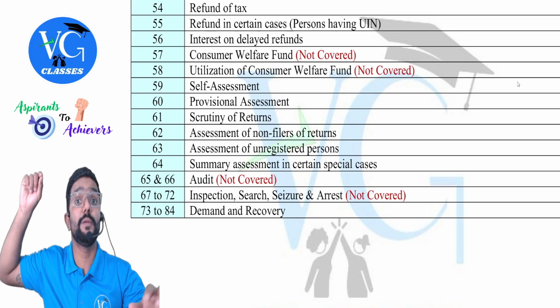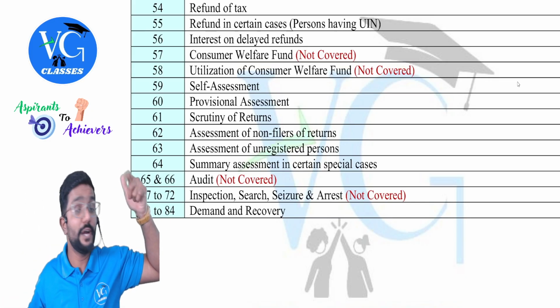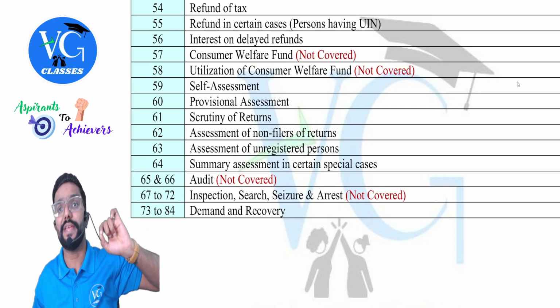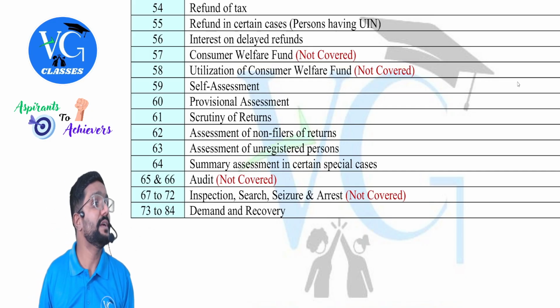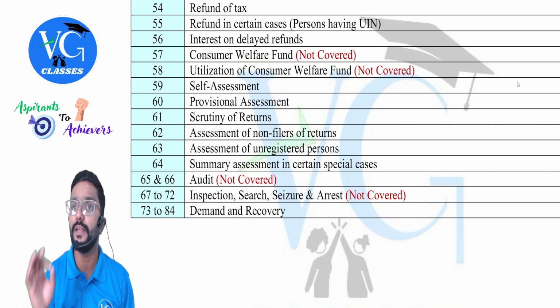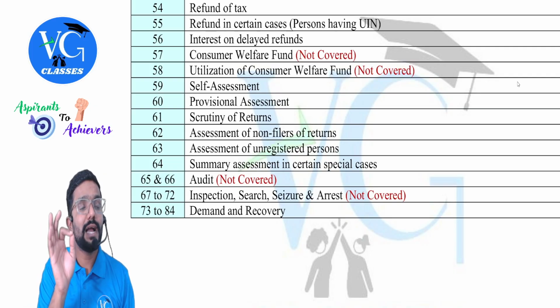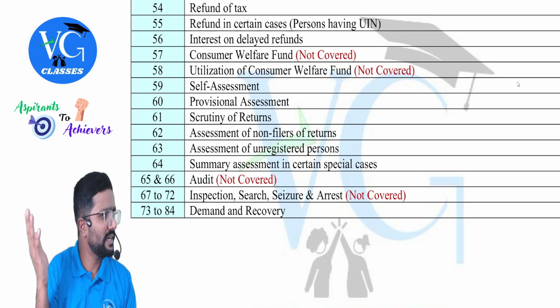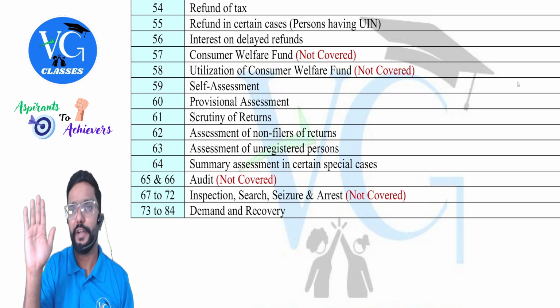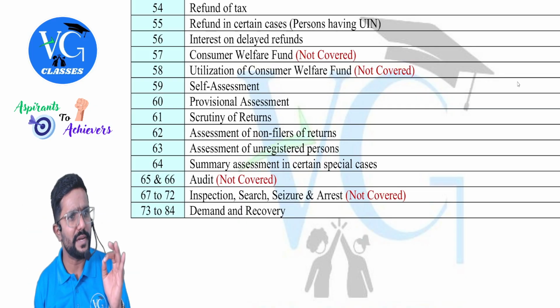Person having UIN, you remember, agency of UNO and foreign embassy, they will obtain UIN. Why? To claim a refund of input tax they have paid on their inward supply. That topic we already learned, but as a section, they have not covered it for you. Hope you remember it.